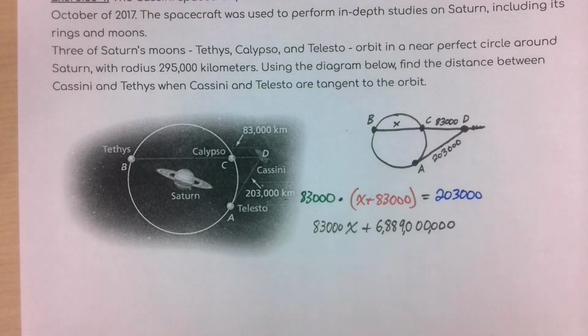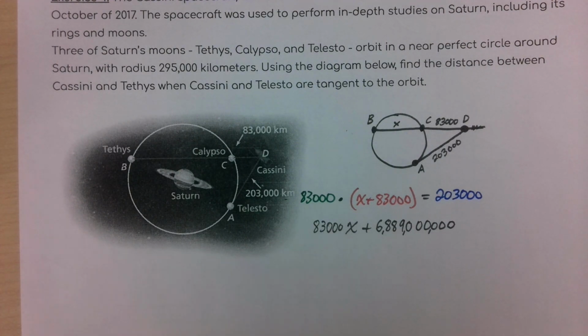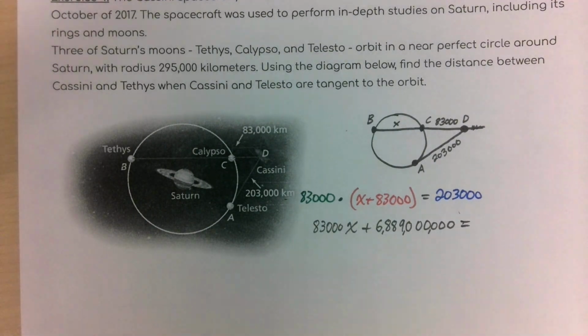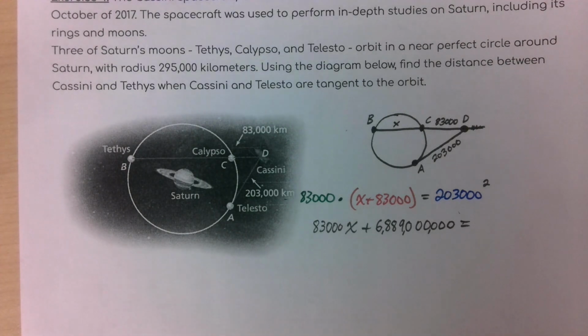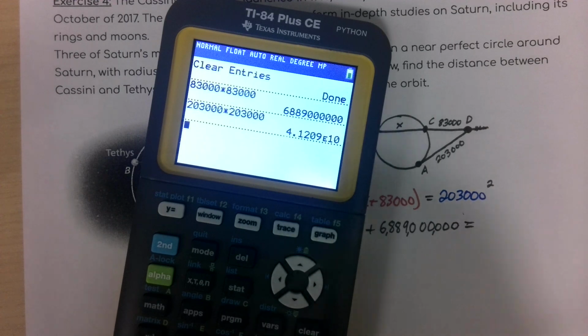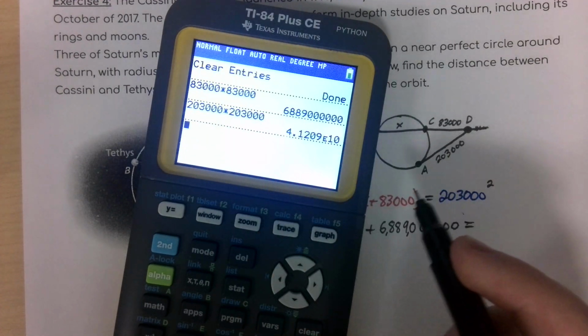6,889,000,000 kilometers away. And that's going to equal 203,000 squared, which is going to give us quite a big number. In fact, you'll see that it gives us this in our calculators.